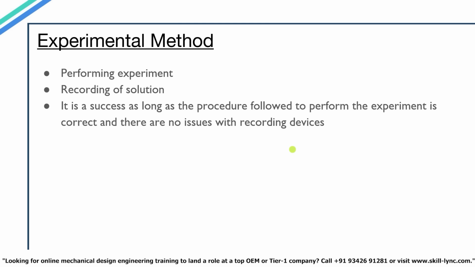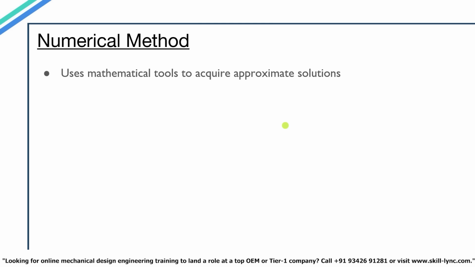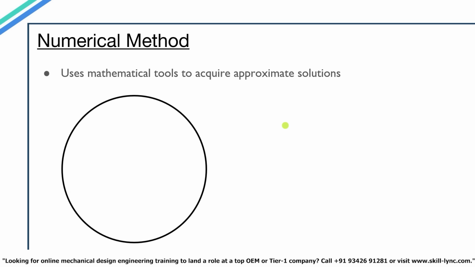And one more method that can be used to solve engineering problems is the numerical method. Numerical methods are mathematical tools used to acquire approximate solutions to problems. Now, some of you might wonder how we can get solutions to a problem using approximation. So to explain this, let's take a very simple problem. Here we have a circle, and let's say I want to know the circumference of the circle, but I don't know any formula related to finding the circumference of the circle.